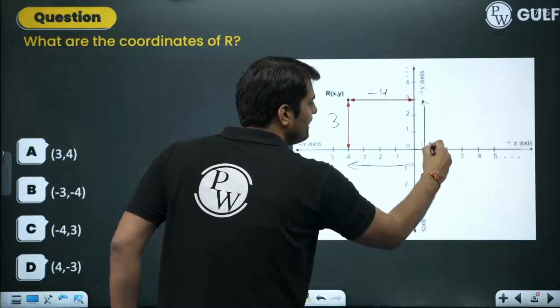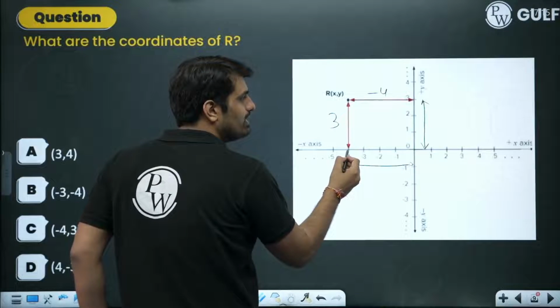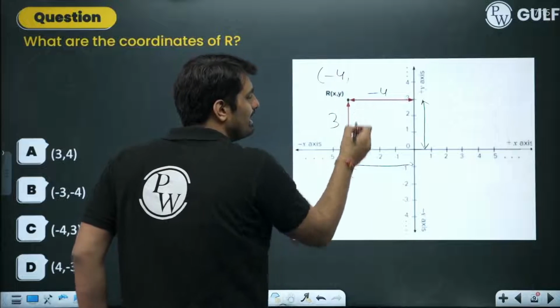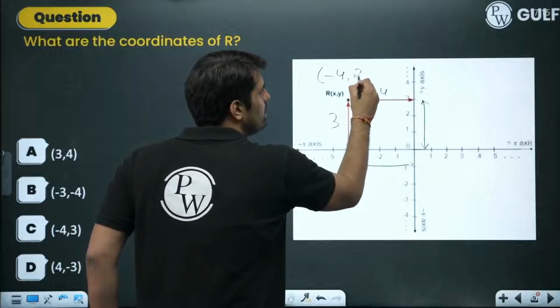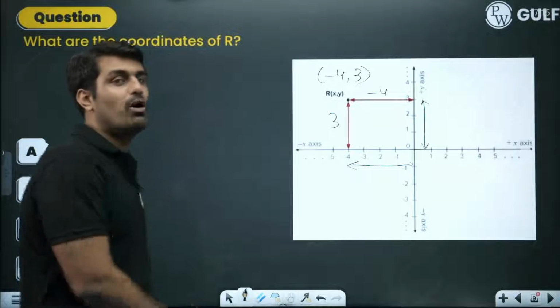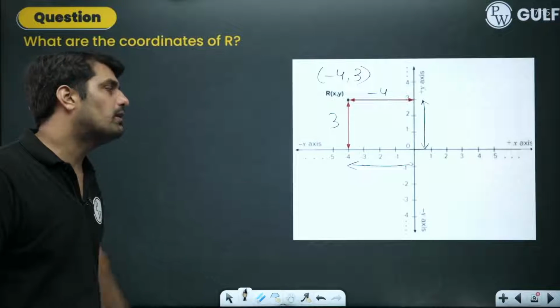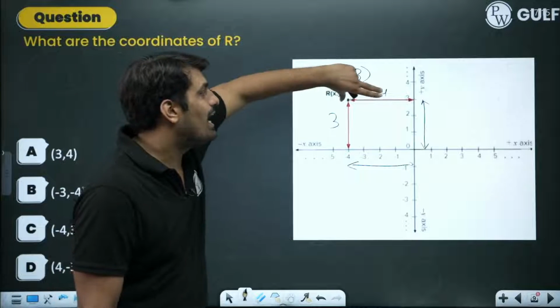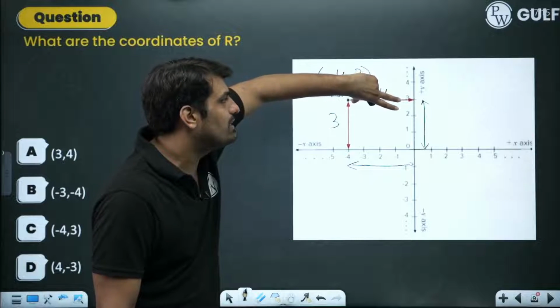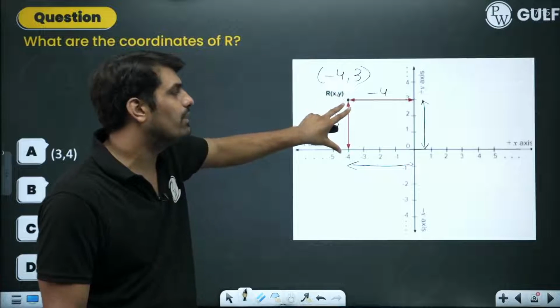So initially to reach this point, we moved -4 units. So -4 is the x coordinate. Then we moved perpendicular to the x-axis and parallel to the y-axis. How many? 3 units. So -4, 3 is the coordinate of this point over here, which is R. So R is indicating that -4 is the perpendicular distance from the y-axis and 3 is the perpendicular distance from the x-axis.